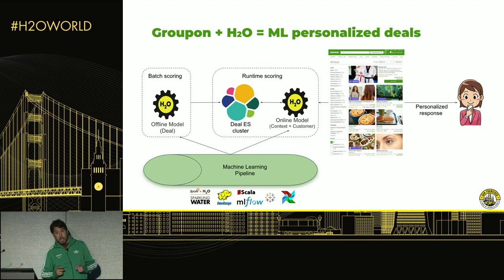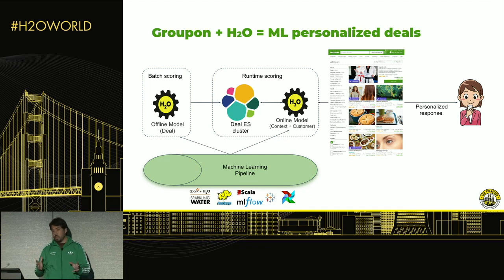The first problem we have is that from the moment we have the request to the moment we have the response, we only have 300 milliseconds. If we had 100 deals, that would be easy. We have more than 1 million deals. So how do you score 1 million deals and do everything you have to apply, like business logic, decoration, all the stuff, to make a nice response to your customers? So we do apply machine learning.